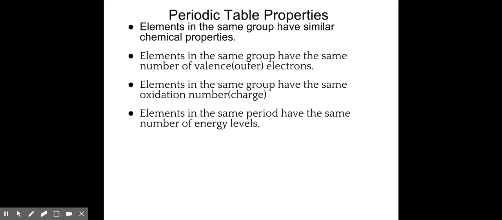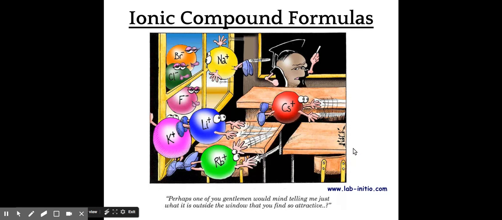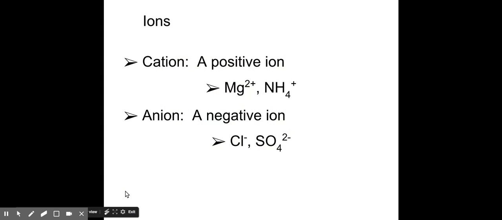Before we move on with formula writing, please take time to copy down the information on this slide into your notes. All right, so we're going to be looking at ionic compounds. Ionic compounds are compounds that contain metals and nonmetals. Ionic compounds form when positive ions react with negative ions, when your metals react with non-metals.